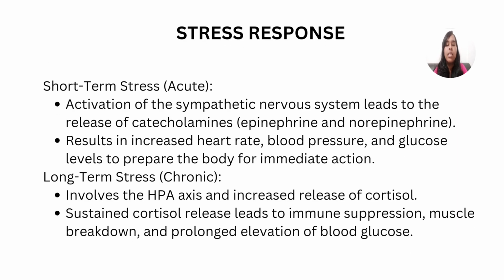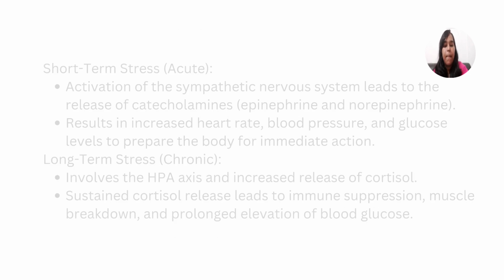Stress response. There are two types, short-term stress and long-term stress. Short-term stress is an acute activation of the sympathetic nervous system that leads to the release of catecholamines, epinephrine and norepinephrine. This results in increased heart rate, blood pressure, and glucose level to prepare the body for immediate action. Long-term stress, which is chronic, involves the HPA axis and increased release of cortisol. Sustained cortisol release leads to immune suppression, muscle breakdown, and prolonged elevation of blood glucose level.